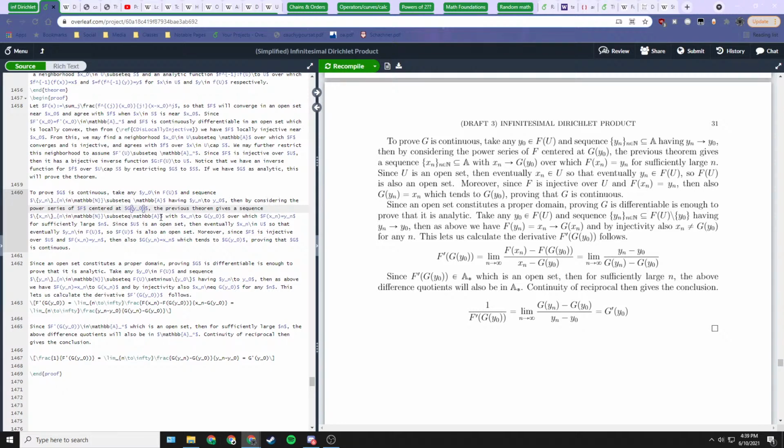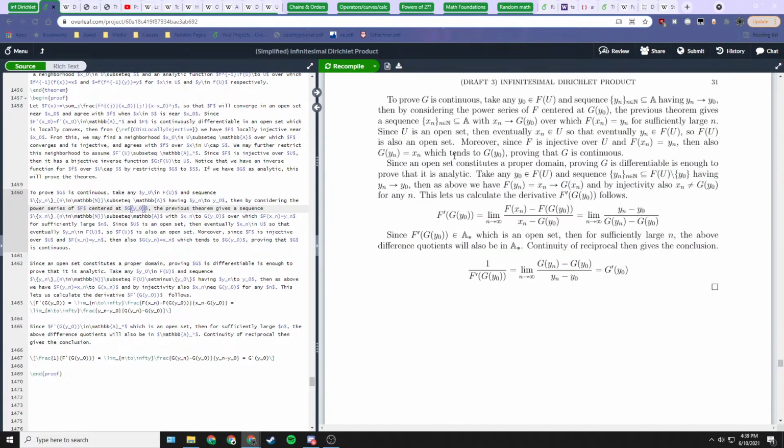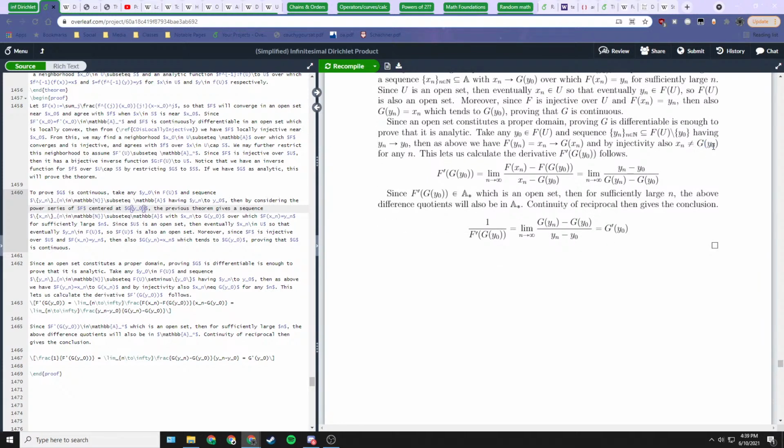Since an open set constitutes a proper domain, proving g is differentiable is enough to prove that it is analytic. So take any y0 in f(u) and this sequence, which is different from y0 but tends to y0. And as above, we do have f(yn) equals xn, which goes to g(xn), and by injectivity also xn is not g(y0) ever. This lets us calculate the derivative, f prime at g(y0), as follows.